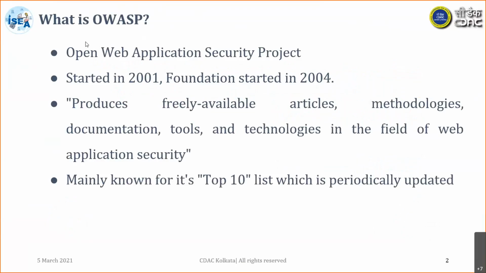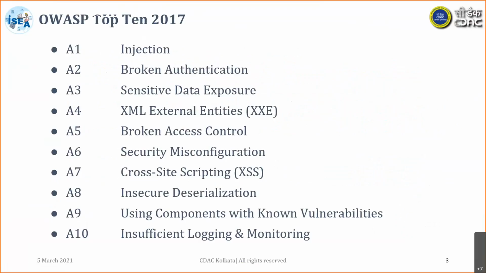Now, what is this? OWASP is basically an application security project, which was founded in 2004, and it gives us a checklist periodically so that we can check for new vulnerabilities and how to fix them also. Here is the Top 10 vulnerability checklist.